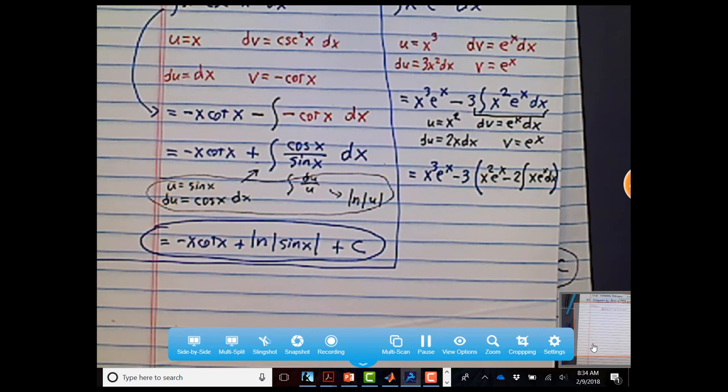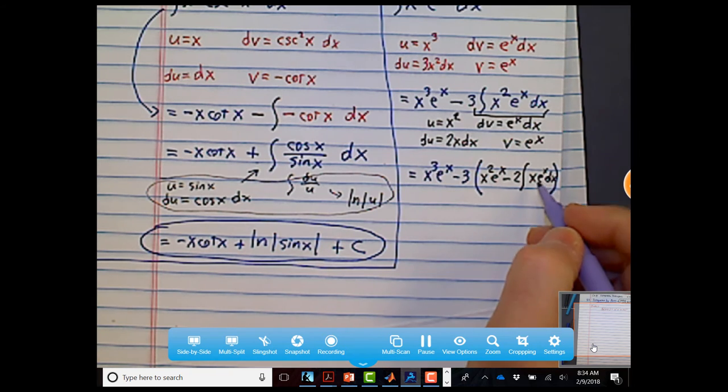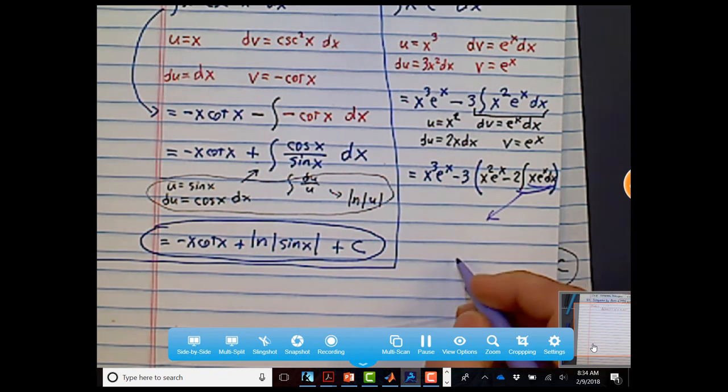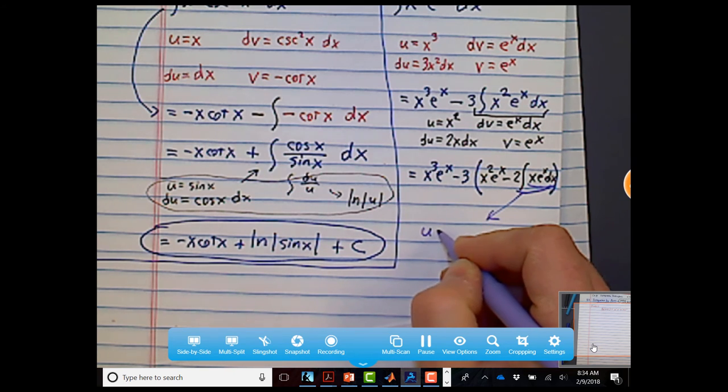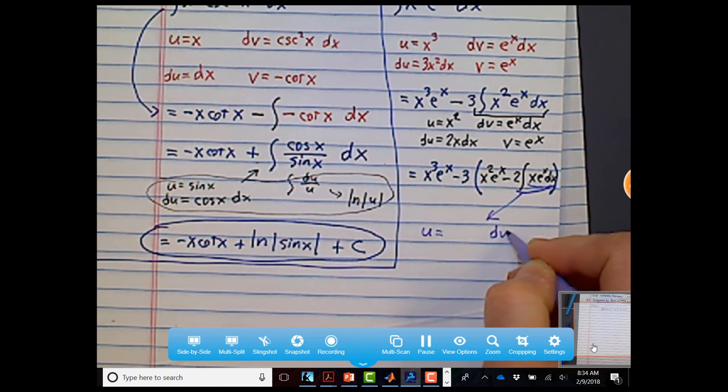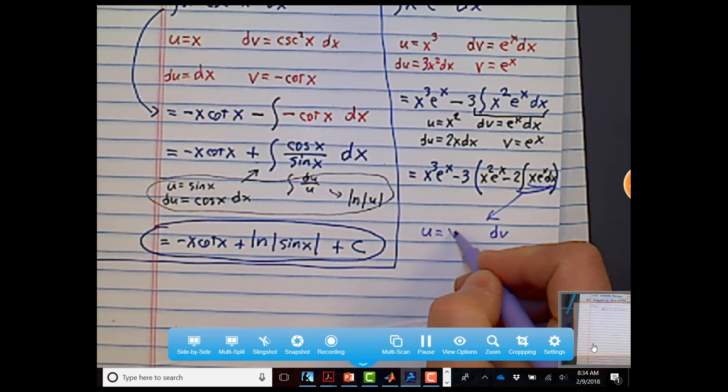Can we integrate that one? But the end is in sight. I can see it, right? I need another color? I guess so. So to integrate this guy here, we're going to integrate by parts one last time. We're going to let u equal something and dv, right? u is going to equal x. Do you see the end in sight?